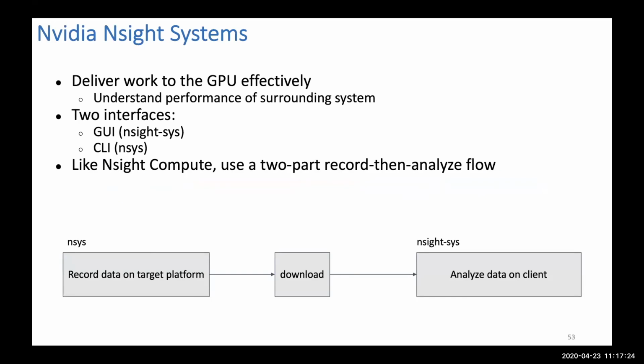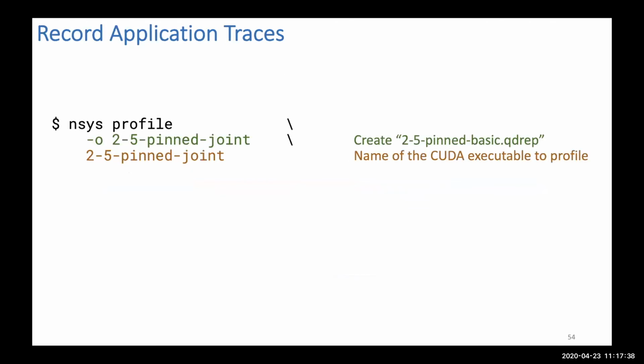But similarly to Compute, we can use it in this two-phase style where we record data on the target platform using the command line interface, download it to our system, and analyze it on the client. So it's similar in that way. And there's a similar interface for creating application traces. This is what you would want to do if you went to the repository and built and downloaded the files. But basically, it's a little bit simpler to use. It does more of the right things that we want by default. So all we tell it is the output file and the code we want to run.